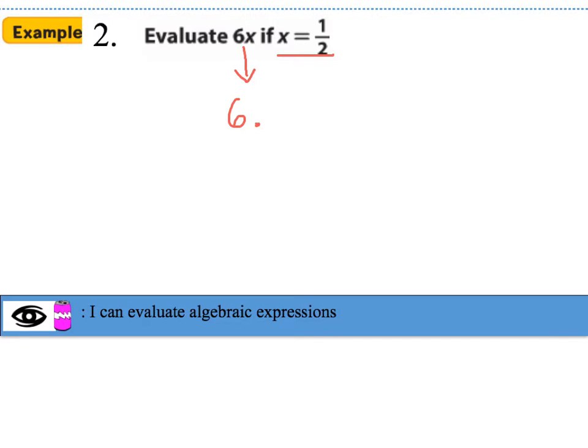I know the value of x is 1/2, so I can substitute 1/2 wherever I see x. Now I can start simplifying. I know that I can make 6 into a fraction by placing it above 1, and I can multiply that by 1/2. Now I can just multiply my fractions. I know that 6 times 1 on the numerator is 6, and 1 times 2 on the denominator is equal to 2. When I simplify that further, I get 3 as my answer.